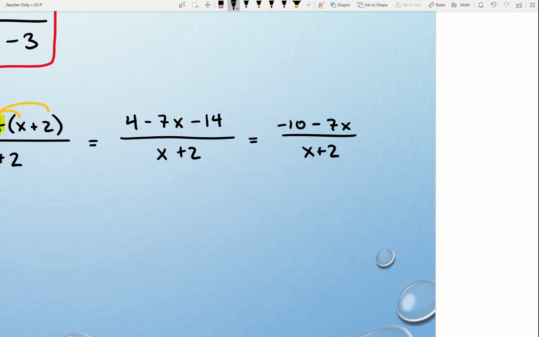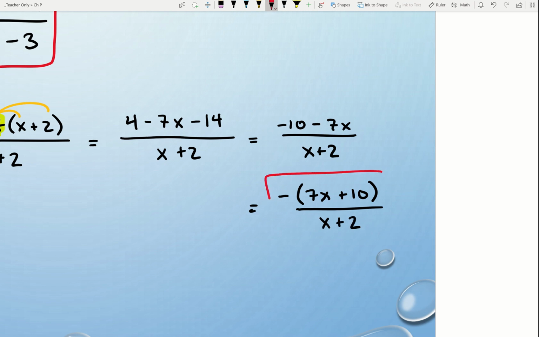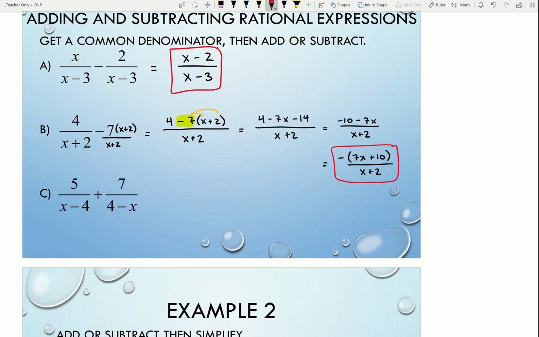Now that is one way that we could write our result, but you'll notice that both of the terms in the numerator have a negative 1 factor in common, so we can go ahead and pull that out. So we'll say negative here, and I'll rearrange my terms as well just so the x comes first. I'll say 7x plus 10. That would be equivalent to what we had in the line before. So there is our result right there.